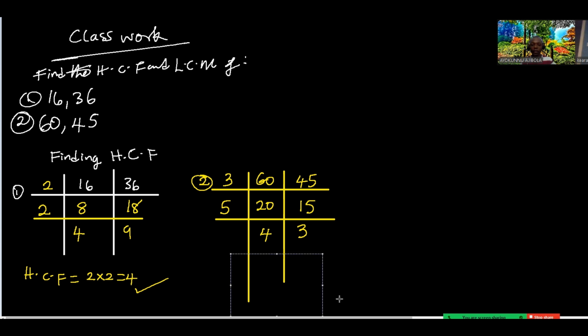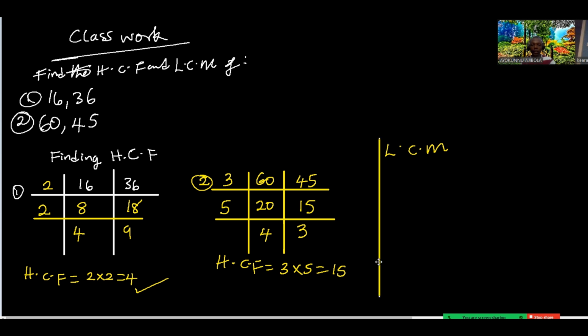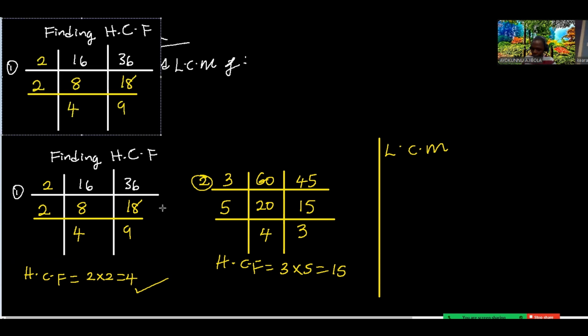That gives me my highest common factors. So HCF equal to 3 times 5, which is 15. Now, to find the LCM, I'll follow the same division method. And dividing it simply means I can copy this first step.